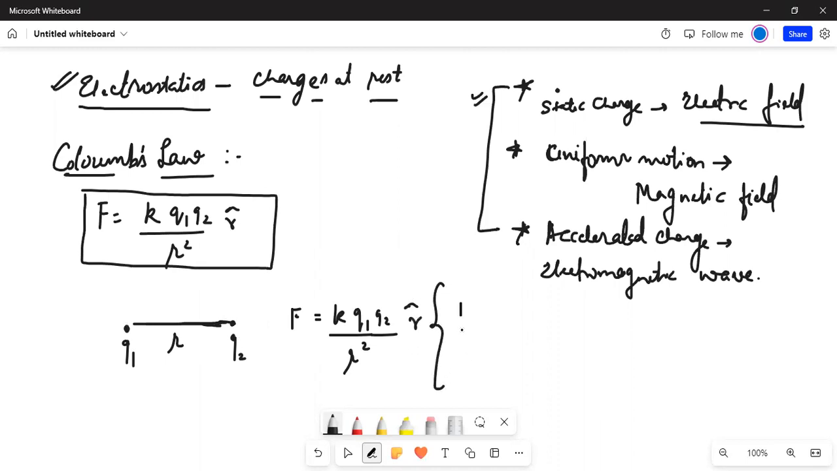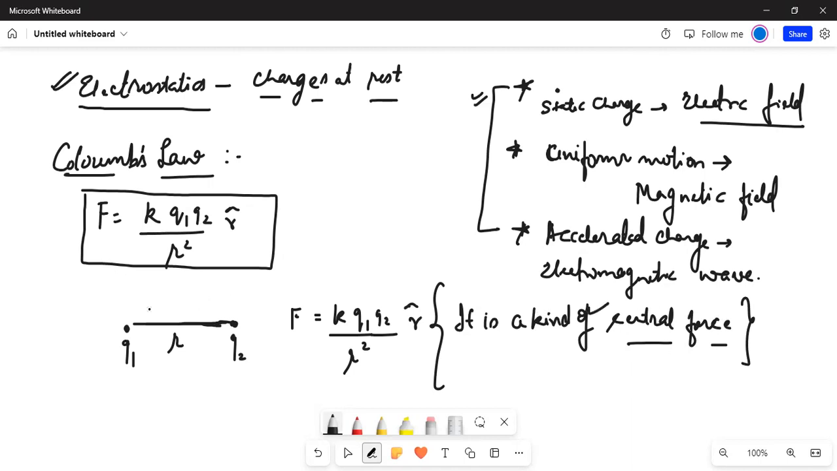So basically it is a kind of central force. And what is a central force? A force which acts along the line joining the two things, for example masses or charges. Gravitational force is also a central force because it always acts along the line joining the two point masses, or point charges, whatever the context.